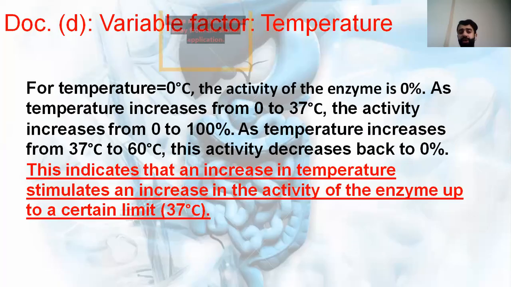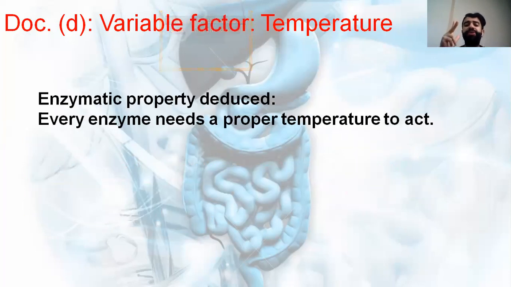At temperature zero, you have to divide the graph into three different parts. First, at temperature zero, the activity of the enzyme was zero. As temperature increases from 0 to 37, the activity increases from 0 to 100. Then, as temperature increases from 37 to 60, this activity decreases back to 0. So the third property: every enzyme needs a proper temperature to act.